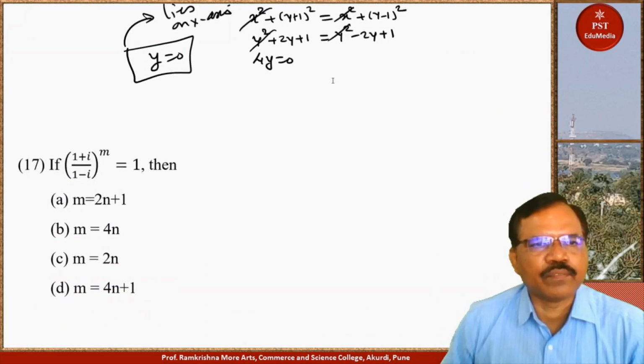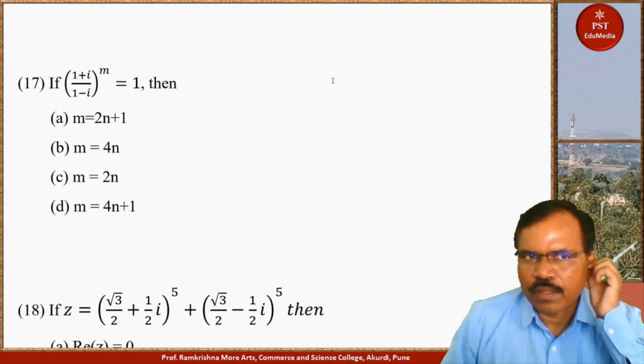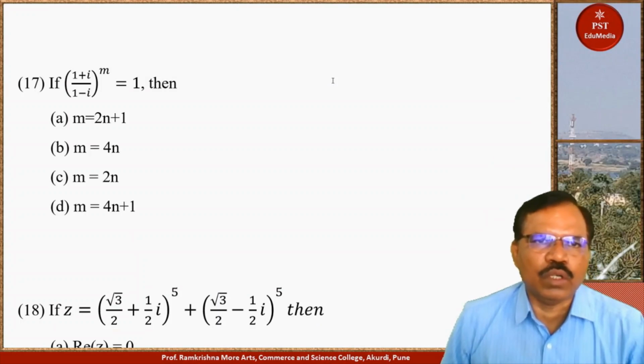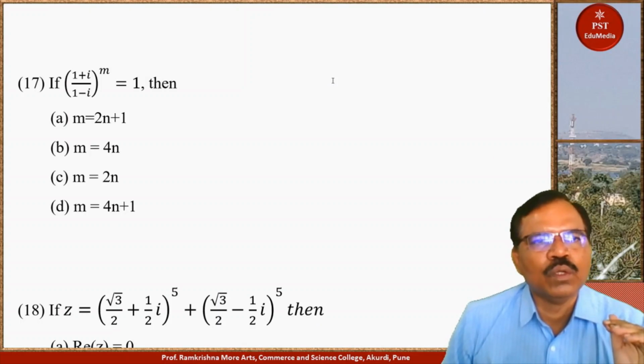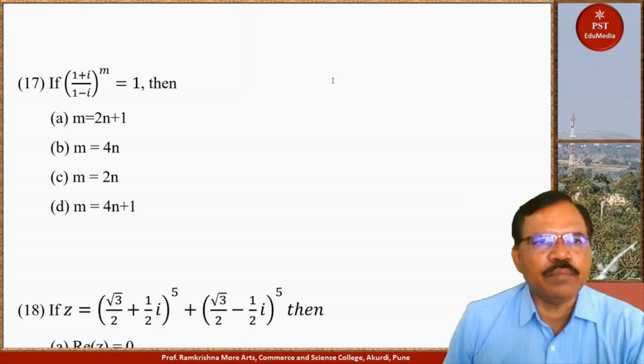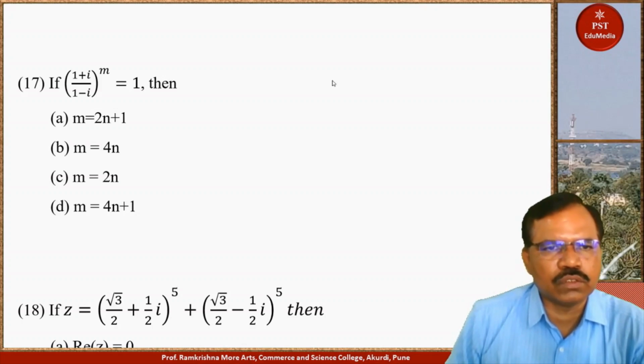Now next one. If 1 plus i upon 1 minus i raised to m is equal to 1, then m is equal to 2 raised to n plus 1, m is equal to 4n, m is equal to 2n, m is equal to 4n plus 1, where n is positive integer.